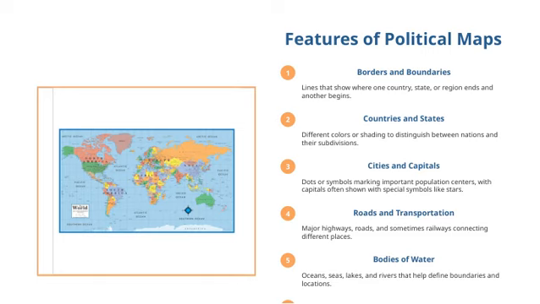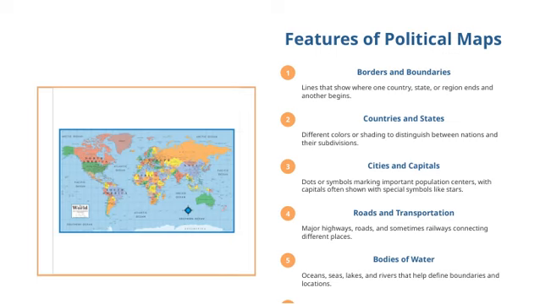First, we have borders and boundaries. These are the lines that clearly show where one country, state, or region ends and another begins. They help us understand the political divisions within a larger area. Next, we see how countries and states are distinguished by different colors or shading. This visual distinction makes it easier to identify different nations and their subdivisions at a glance. Moving on, cities and capitals are marked with dots or symbols. Important population centers are often highlighted, and capitals are usually shown with special symbols like stars to stand out. This helps us locate major cities quickly.